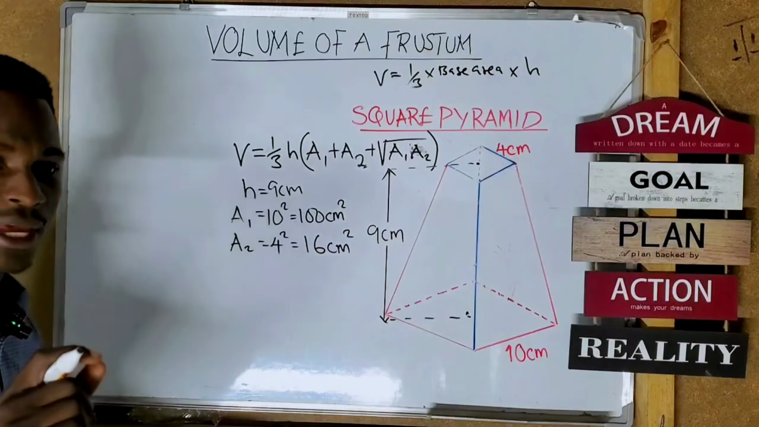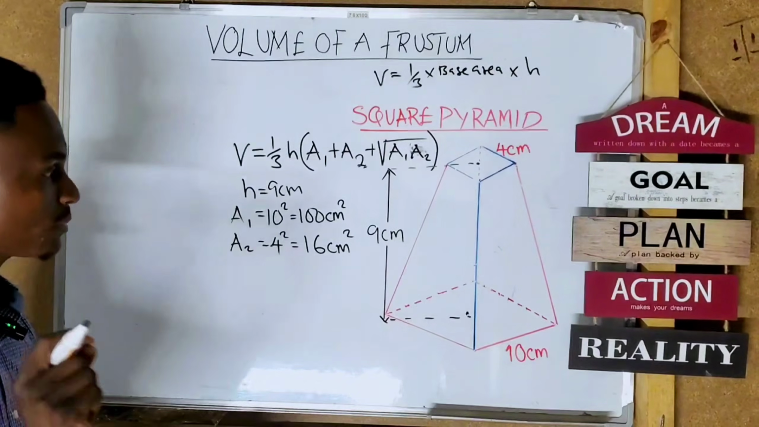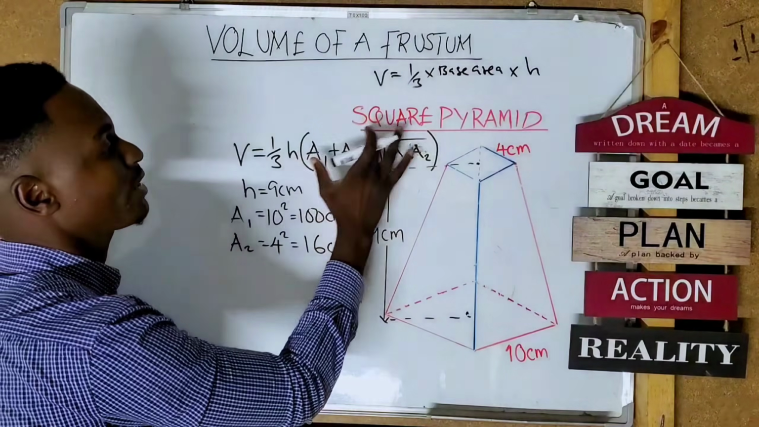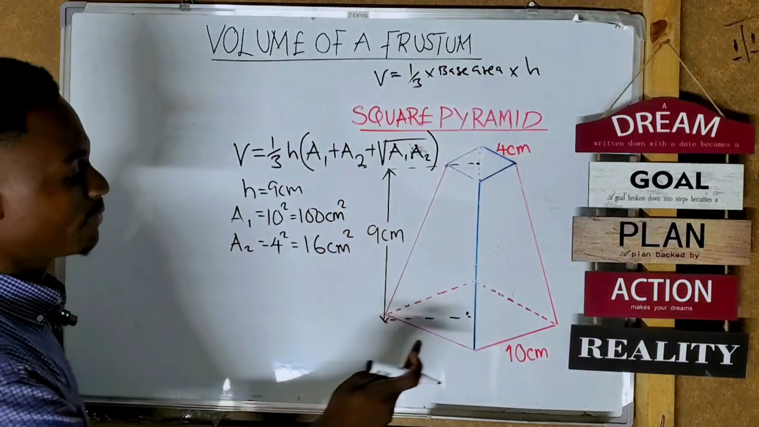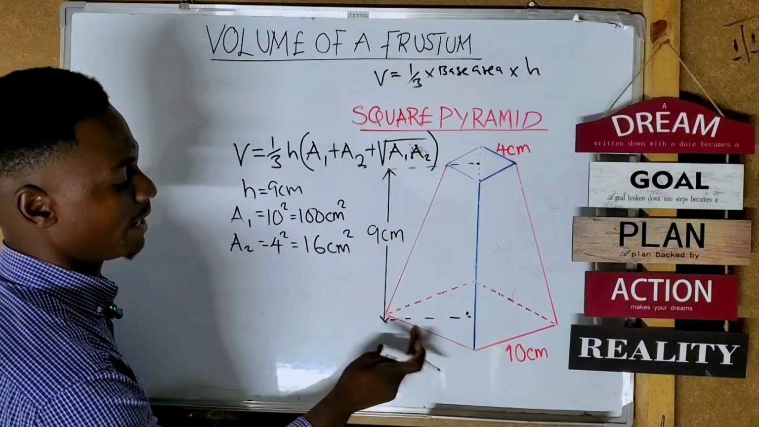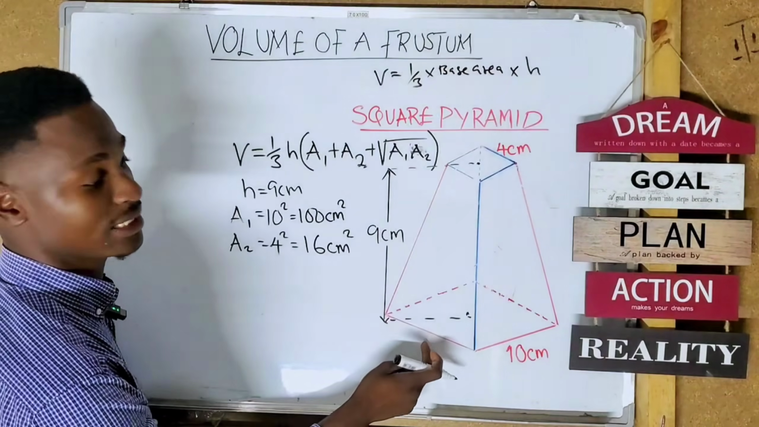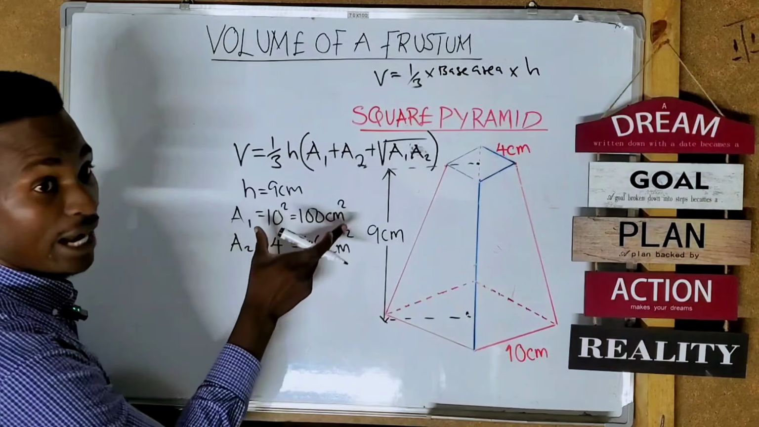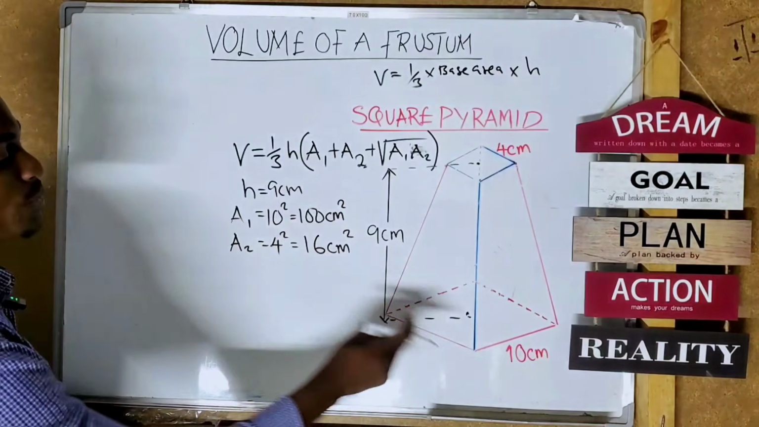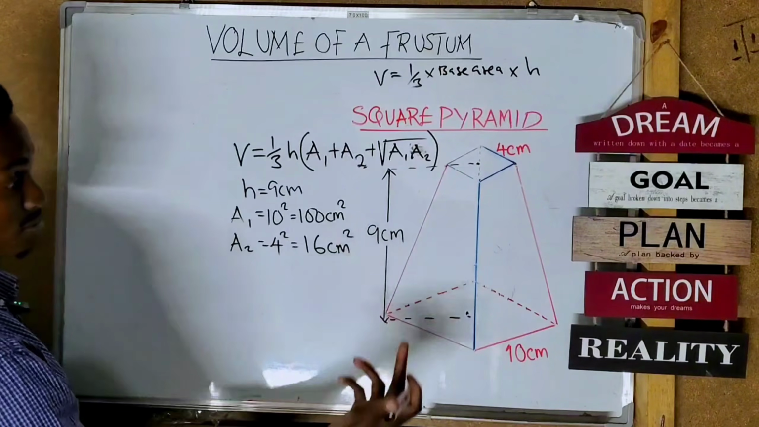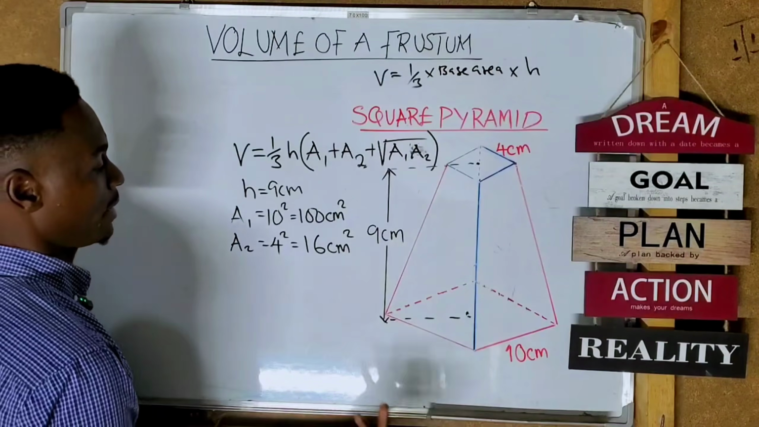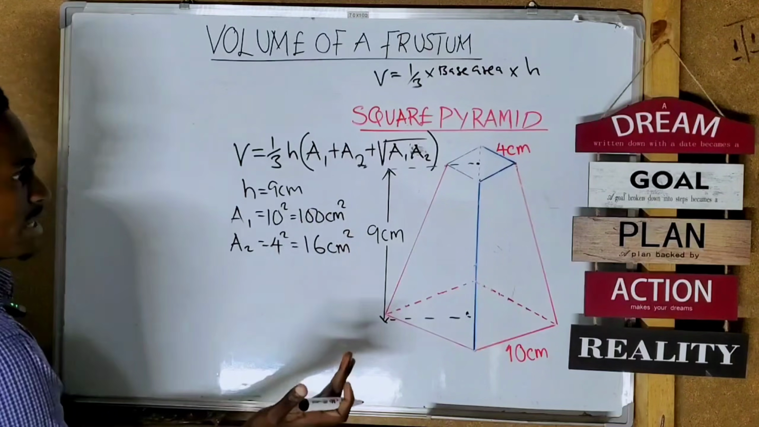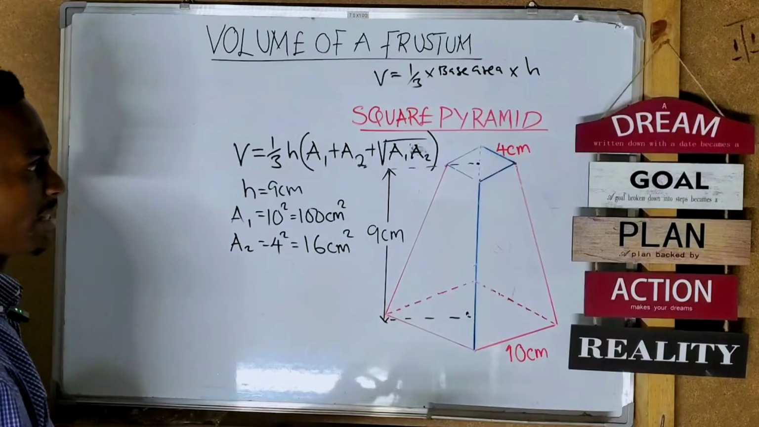Now, if this was a rectangular pyramid, we would have used 10 multiplied by any of the different sides here. If this was 8, it would have been 8 times 10 to find the area. Now, this is a square pyramid. We just square the base, the number you're given. All right. So we have found the areas. Let's now find the volume. I think this is now simple.